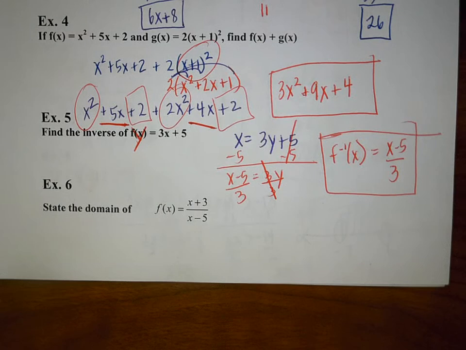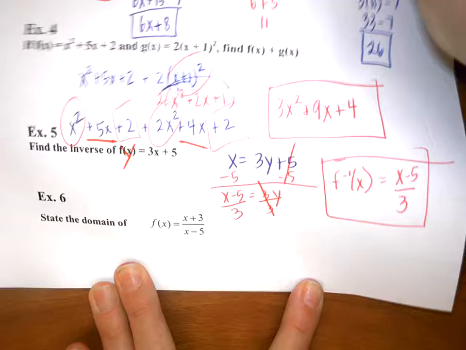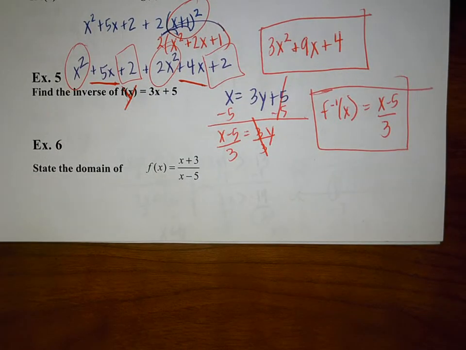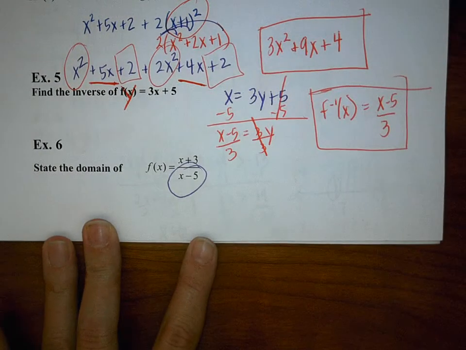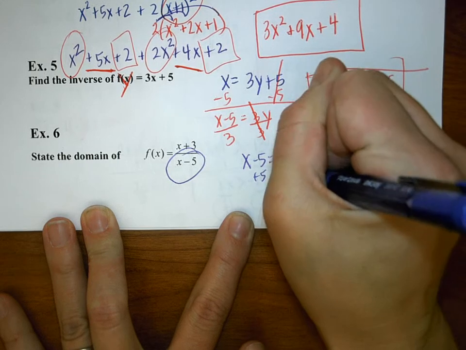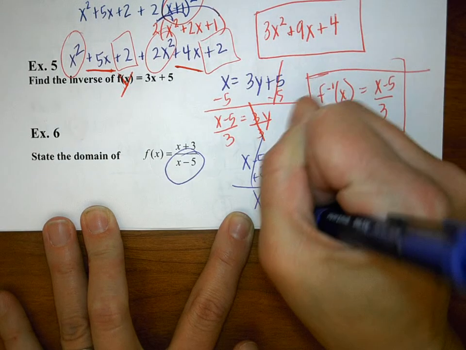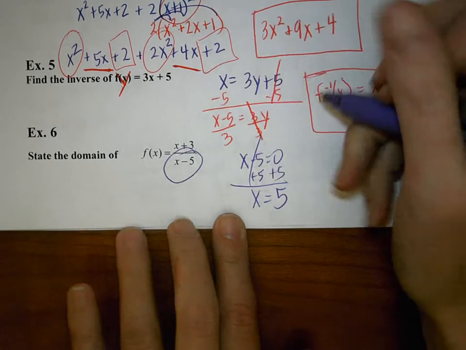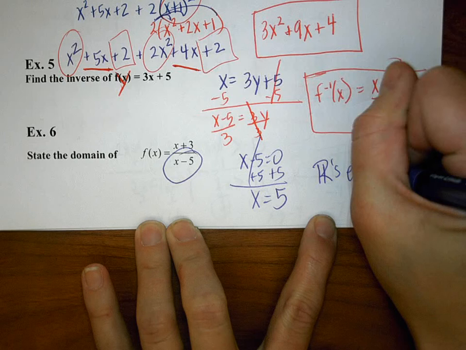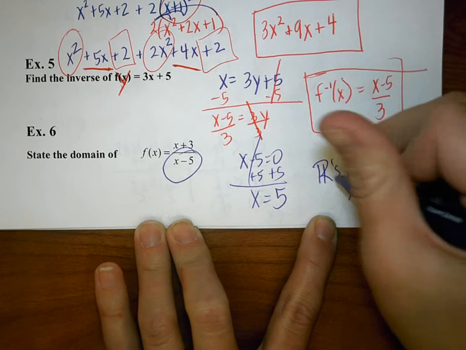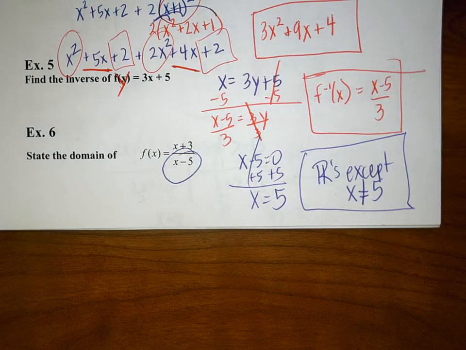Okay, and last but not least, example 6. State the domain. How do I state the domain? Good. Your denominator cannot equal 0. So we take our denominator, we set it equal to 0. x minus 5 equals 0. Add 5 to both sides, and we get x equals 5. So what is my answer for my domain? Good. All reals except x cannot equal 5. And that is your answer. Any questions?